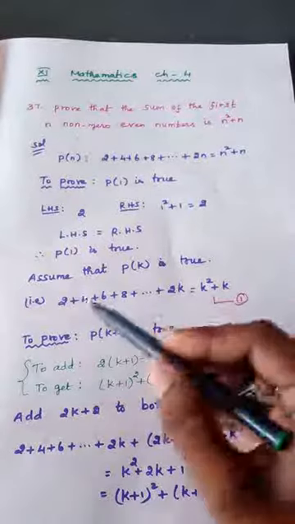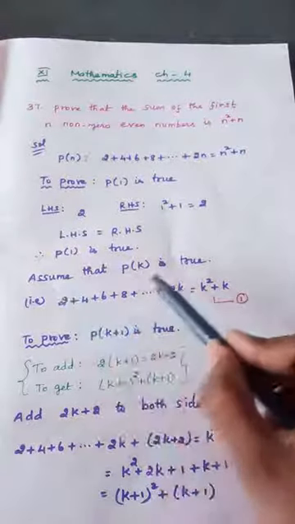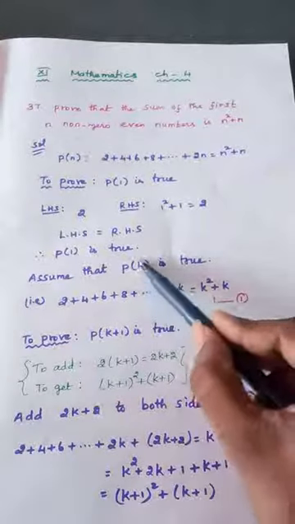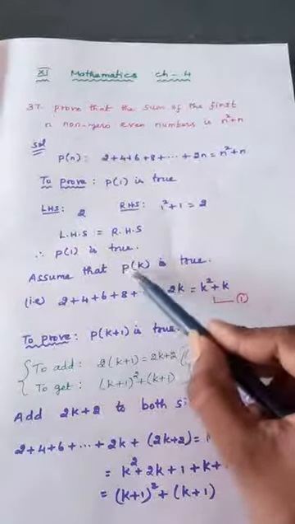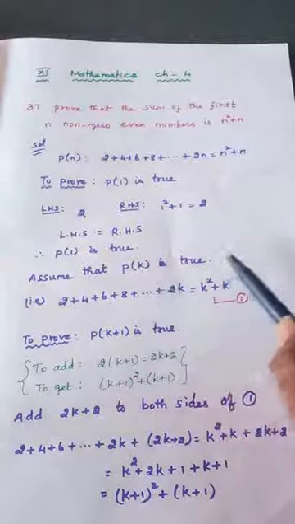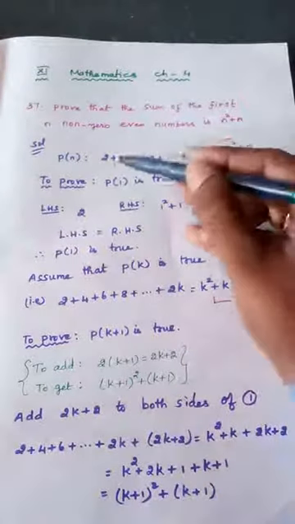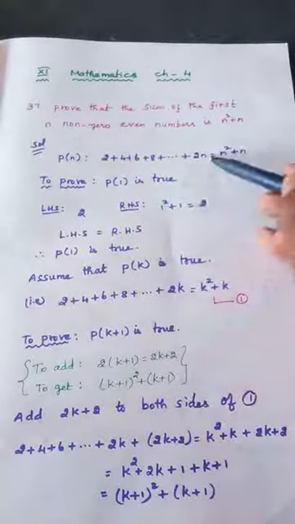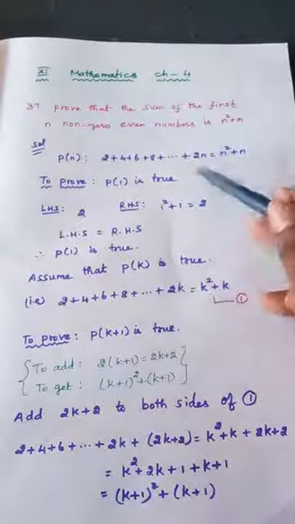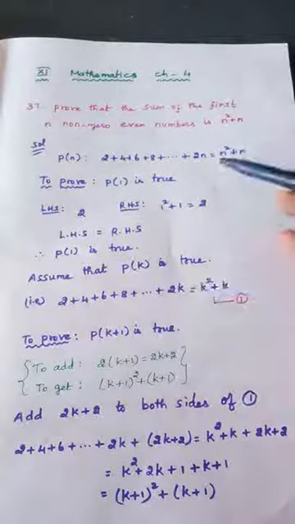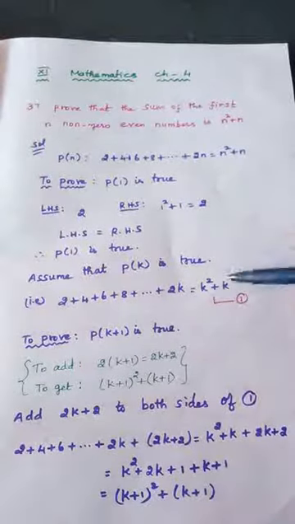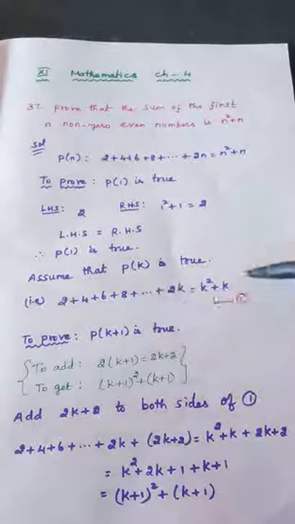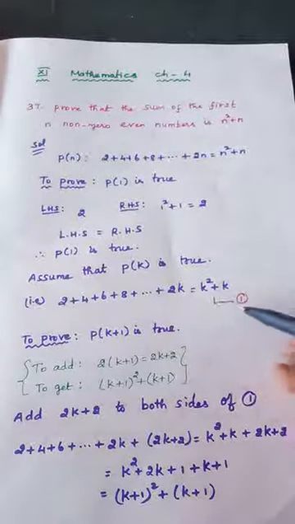What should we do next? We should assume that P of k is true. This is the second step. We have to assume the result is true for n equal to k. That is, P of k is true. So just take this 2 plus 4 plus 6 plus and so on. In place of n, I will use k. So 2n becomes 2k. Even on the right hand side, n square plus n becomes k square plus k. Now we are taking this result as true, and that is taken as equation number 1.